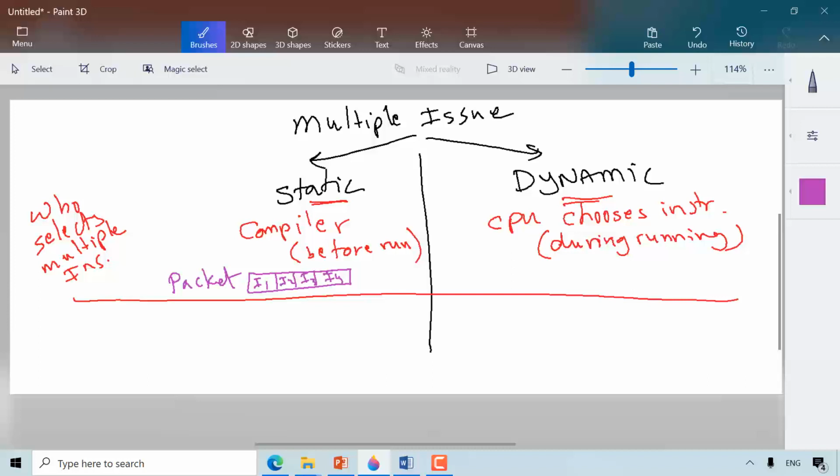Now, sometimes here we get the help of a compiler, to make the CPU do its job more efficiently, but it is mainly the CPU who chooses those instructions.